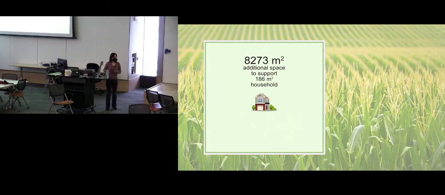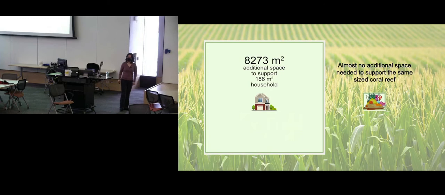So what happens if we replace this house with the same size coral reef? How much additional space do we need to make this thing self-sustainable? Well, the answer is almost no additional space. You don't actually need any additional space to make this coral reef system self-sustainable. Why is that? Well, because they are doing sort of agriculture as well as we do, but instead of growing all their crops outside, they're actually growing their little agriculture inside themselves.